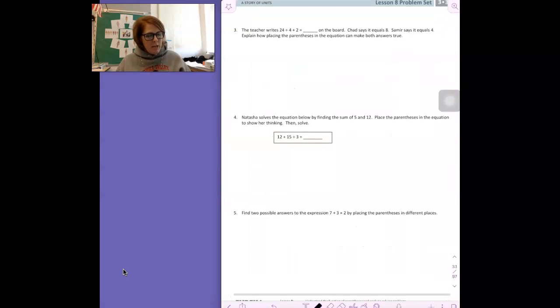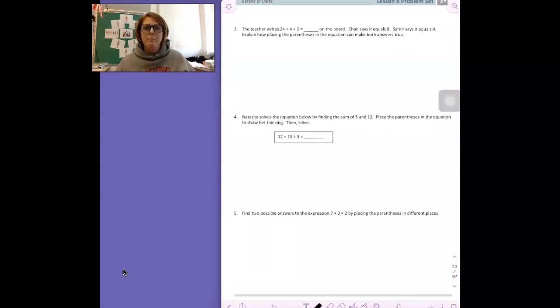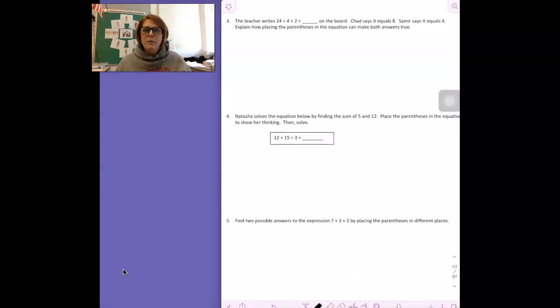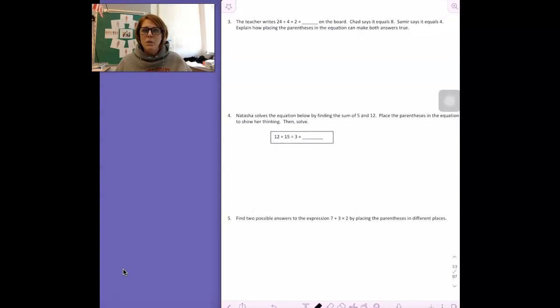Those of you who want a little challenge, let's take a look at number 3. The teacher writes 24 divided by 4 plus 2 equals something on the board. Chad says it equals 8. Samir says it equals 4. Explain how placing the parentheses in the equation can make both answers true.